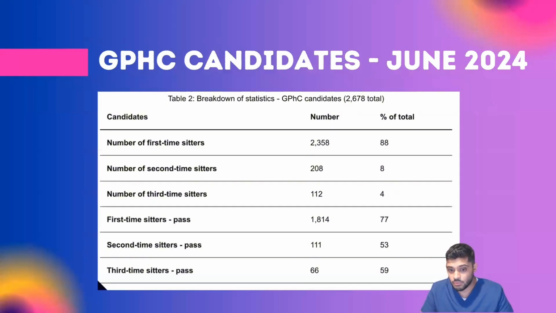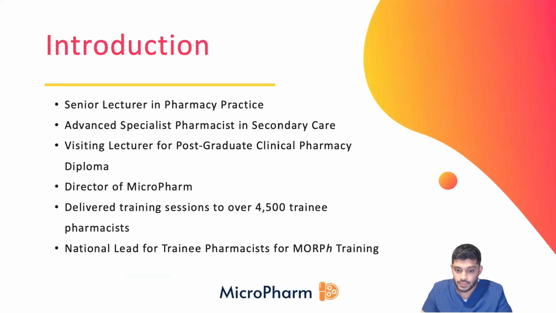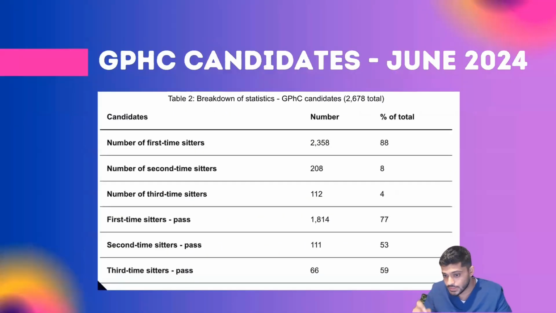Now, this is important because when you come to these figures here, can you see over here the number of first-time sitters that passed? It was 77%. The number of second-time sitters that passed was 53%, and the number of third-time sitters that passed was 59%. You can see that the percentage pass rate drops if people are sitting it for the second or third time. Now, this was important because there were some figures that I wanted to quote to you as well.